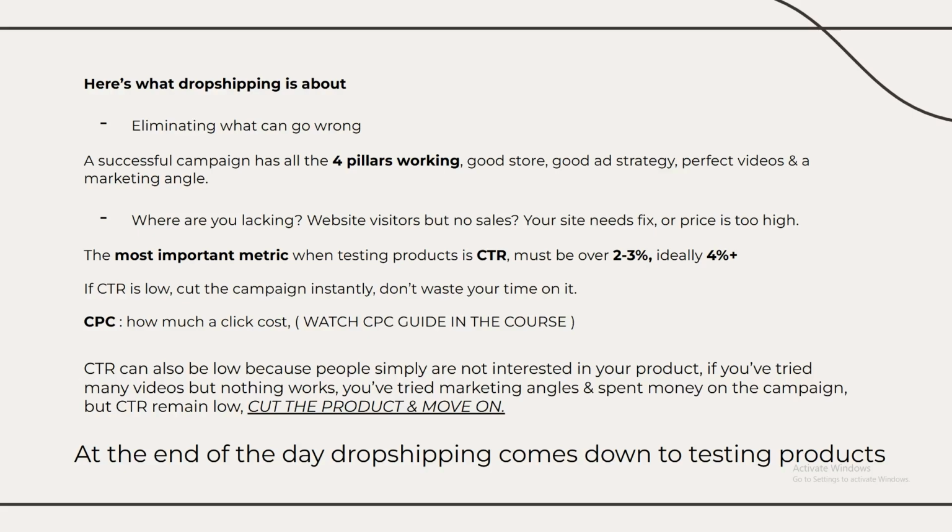Like I told you, the most important metric on Facebook is CTR. It needs to be 2 to 3%, but ideally 4+, if not even more. If CTR is low, cut the campaign instantly. Don't waste your time on it. And here you can see that it says watch CPC guide in the course. This is a part of my mentorship program, okay? So I'm actually showing you some of the insights here. Because at the end of the day, dropshipping comes down to testing products.